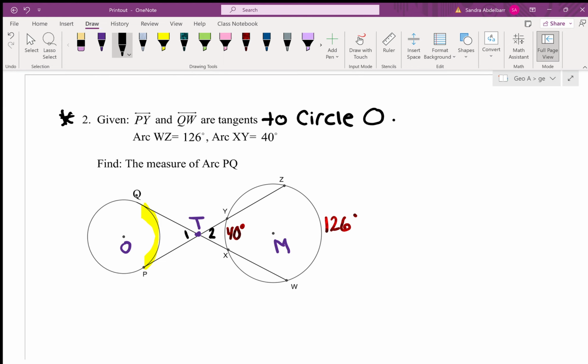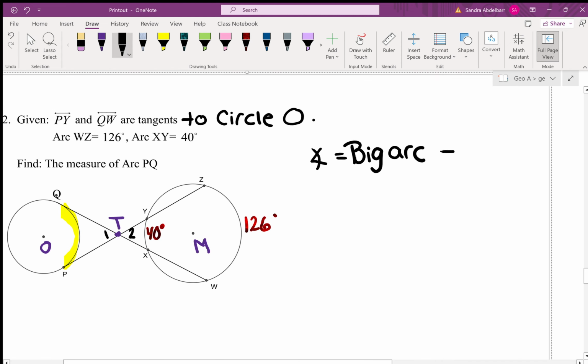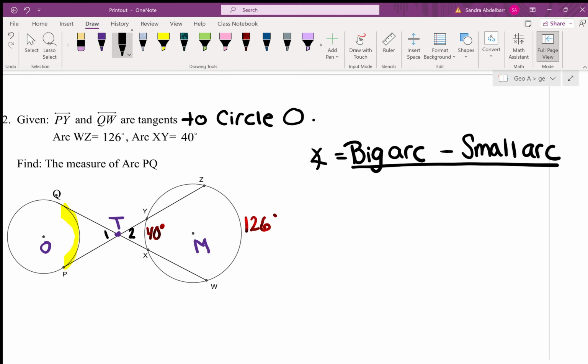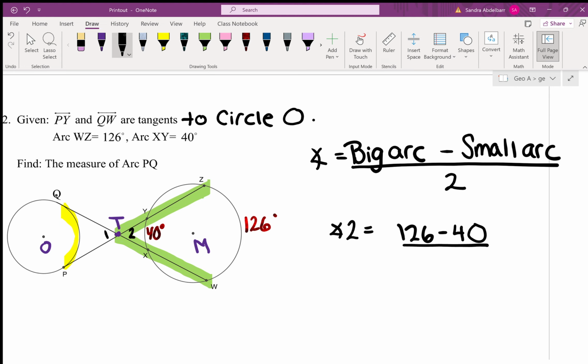We're going to use the formula to find the measure of angle 2. So angle equals big arc minus small arc divided by 2. All right, if it helps you, you can highlight or trace the angle. Its big arc is 126. Its small arc is 40. We subtract those, then divide that difference by 2.